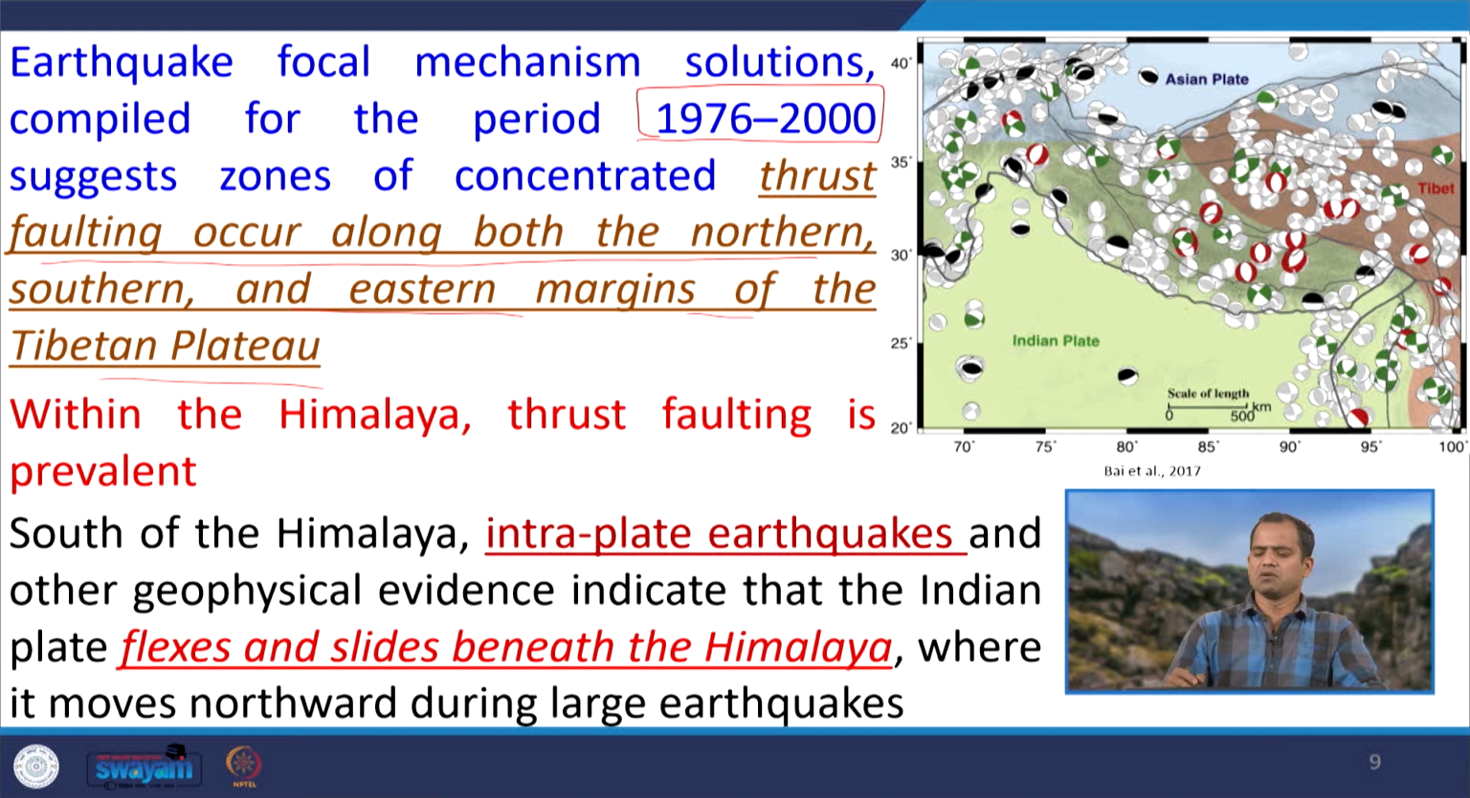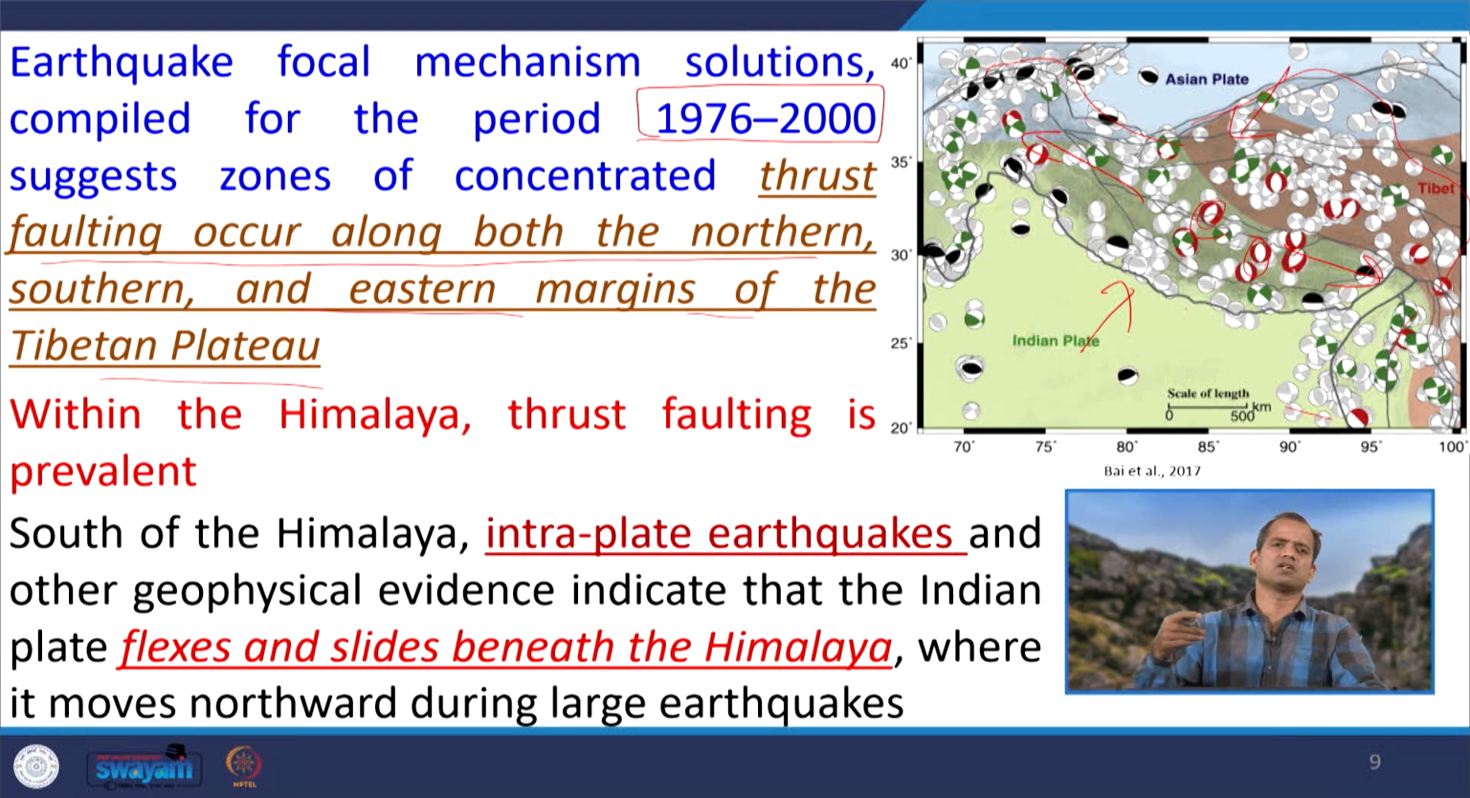However, a few of them are of normal fault origin, and why it is normal fault origin we have discussed in the earlier class also, because of compression related extension. So, once we are compressing in this way, we have to extend perpendicular to that, and extension creates normal faults. So, that is why most of the earthquakes distributed along this plate boundary are of thrust fault origin, and within the Himalayas thrust faulting is prevalent.